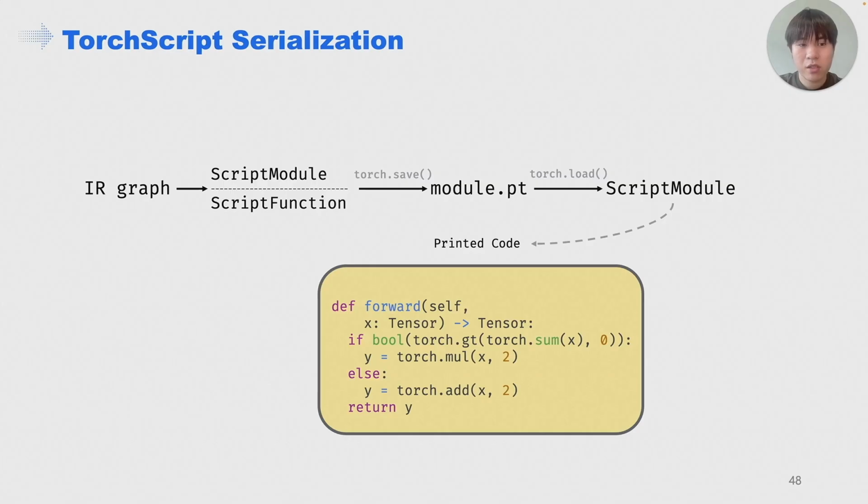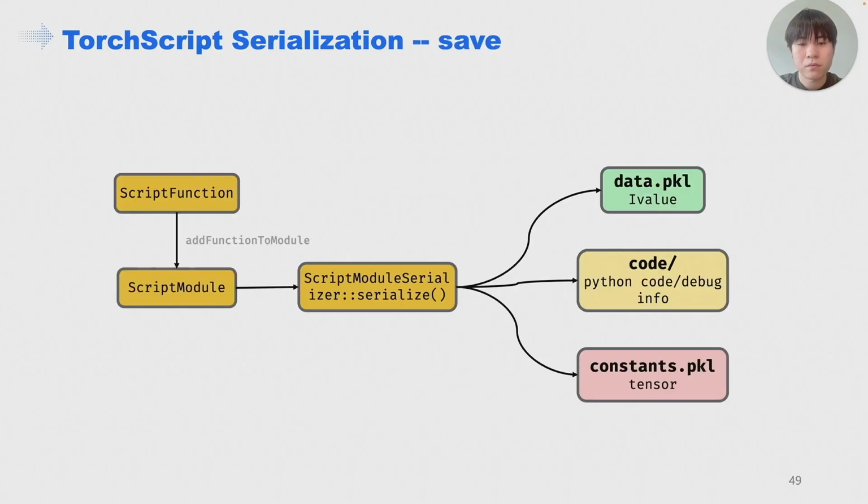The serialization feature can save models and deploy them to other environments. Use TorchScript to save the model as a PT file. Use torch.load to load the PT file as a model. The Python code here is converted from IR. You will notice it's slightly different than the original code.